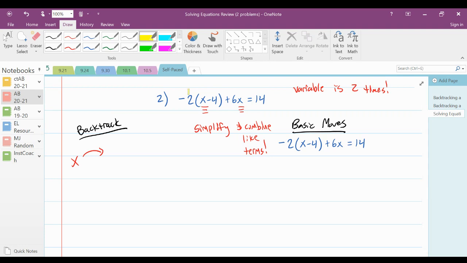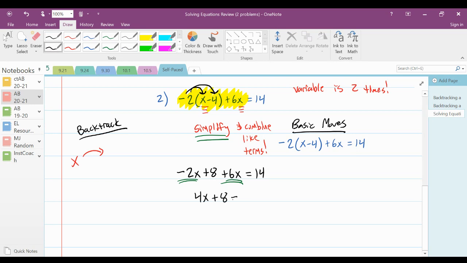I'm going to look only at the left side of the equation, and I'm going to do everything I can to make that look a little more simplified. That is always going to be a goal of ours, to simplify everything we can on both sides as much as possible. I'm going to start by distributing that negative 2. That leaves me with negative 2x. Negative 2 times negative 4 is positive 8. Parentheses are gone. I have my plus 6x equals 14. Now I notice I've got negative 2x and positive 6x, so I can combine those to get positive 4x plus 8 equals 14. At this point, I can either backtrack or finish off with basic moves.